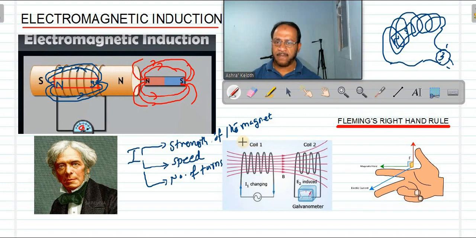Now one more thing, when a current is produced in the coil, when we move the magnet, a current is induced in the coil.